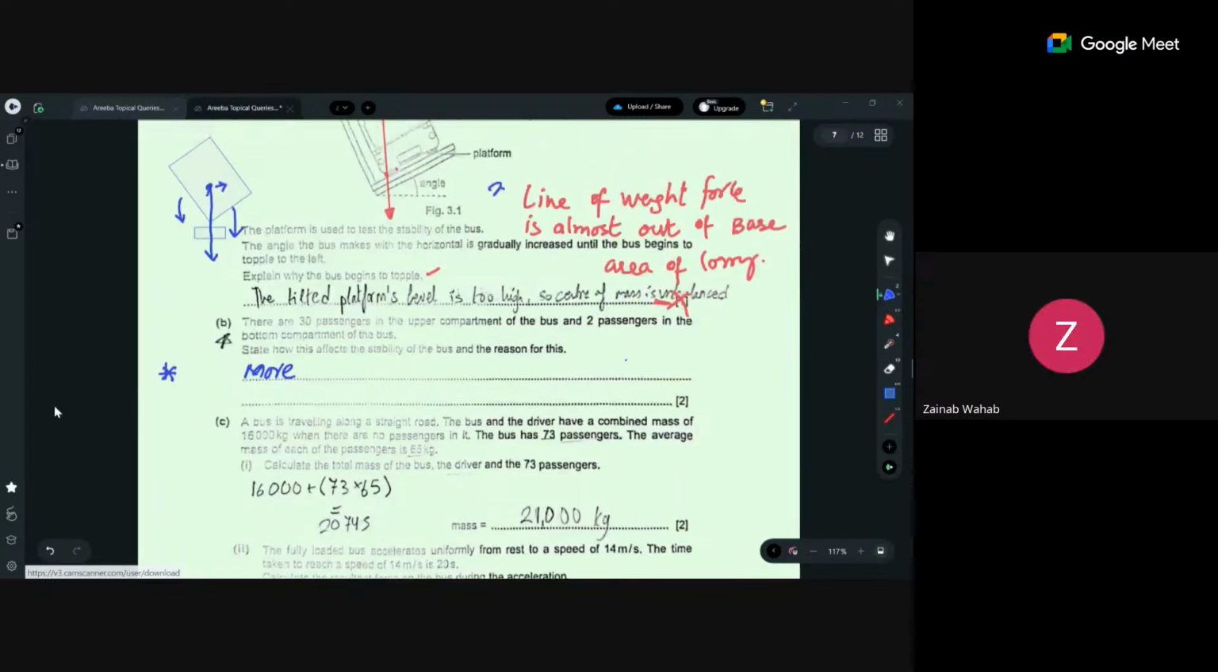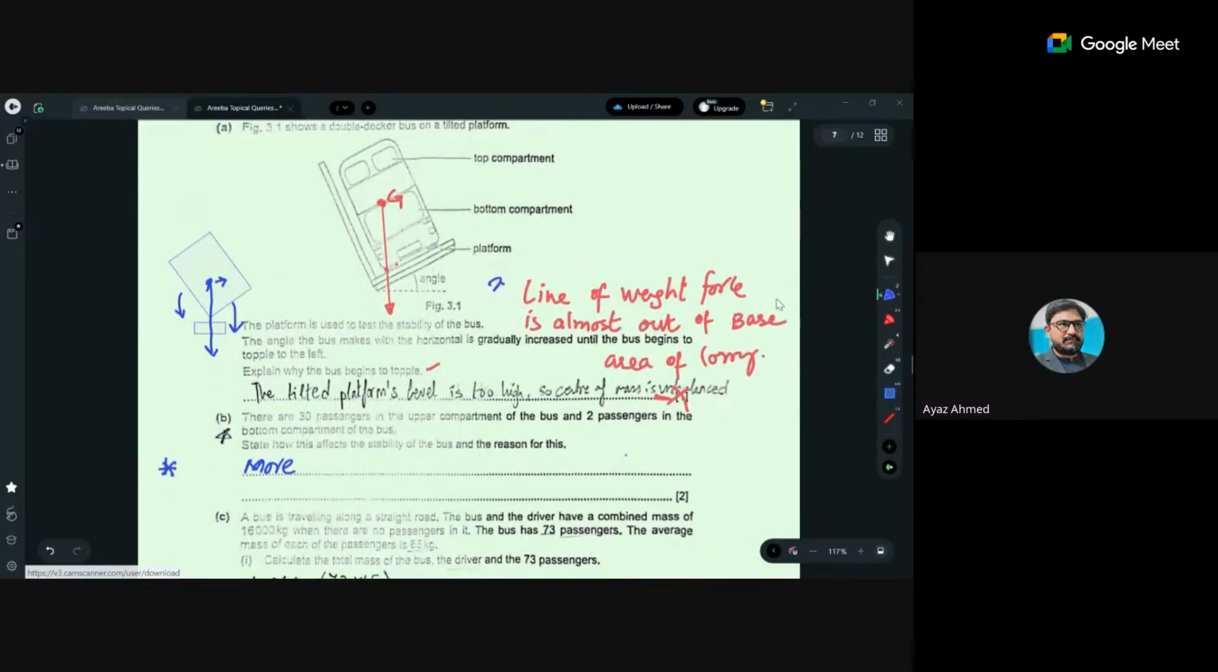It's a double decker bus and there are 30 passengers on the top floor and only 2 passengers in the lower deck, so why is it dangerous? More mass is above, so the center of gravity is raised. When the center of gravity of something is raised, then instability takes place.